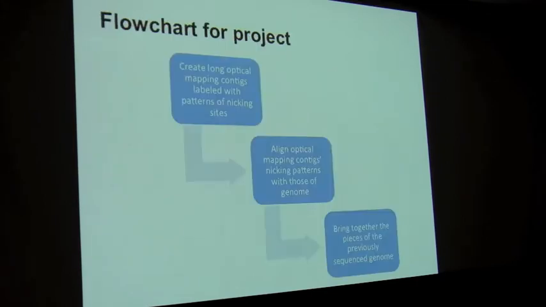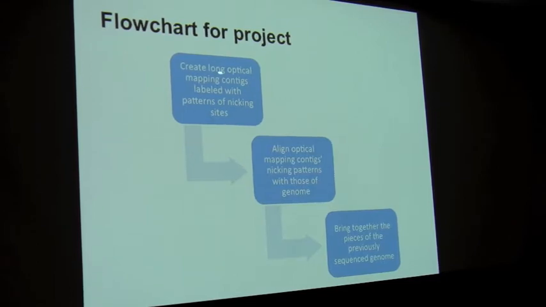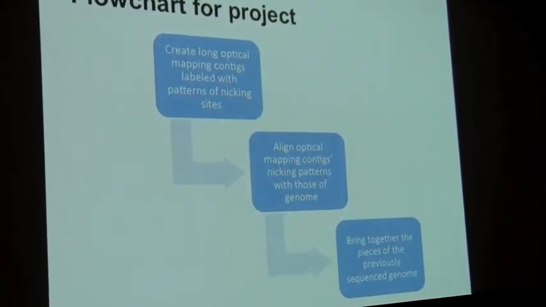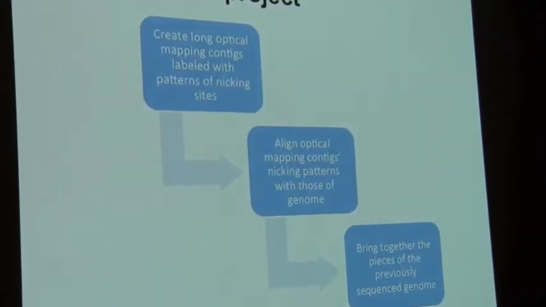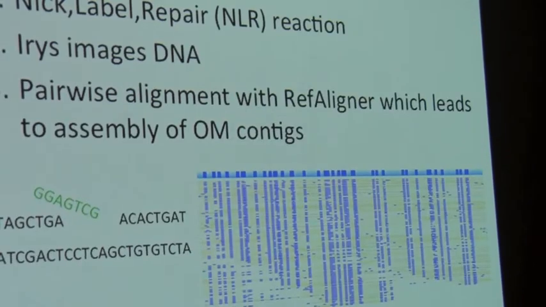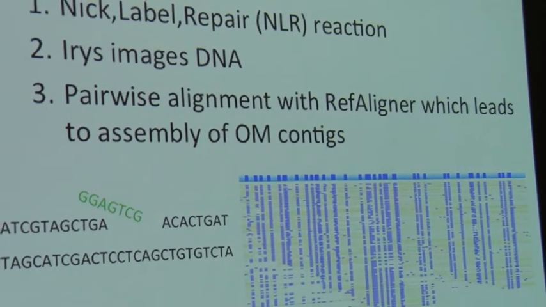So here's a flowchart for our project. We're going to use optical mapping as our means to address this problem. We're going to have long optical mapping contigs labeled with patterns of nicking sites, and we're going to align those optical mapping contigs to the nicking patterns in the genome, and we're going to bring together the pieces of the previously sequenced genome.